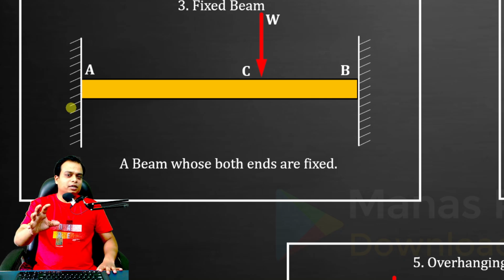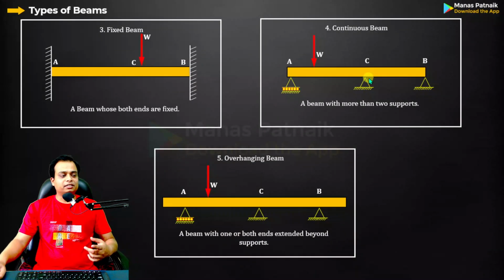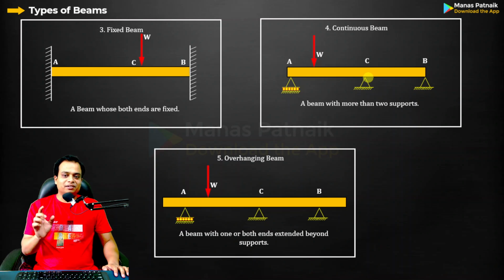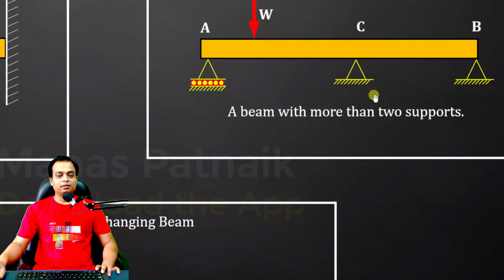I don't think this is the right class for discussing statically indeterminate systems. You just remember this is also a type of beam where both the ends are fixed. How the reactions are calculated, that is a different science altogether. You have to consider other conditions as well. This over here is a continuous beam, with more than two supports, you can clearly see, right?